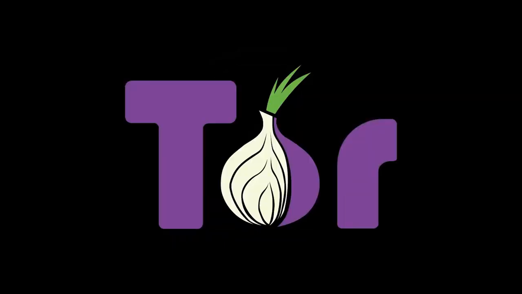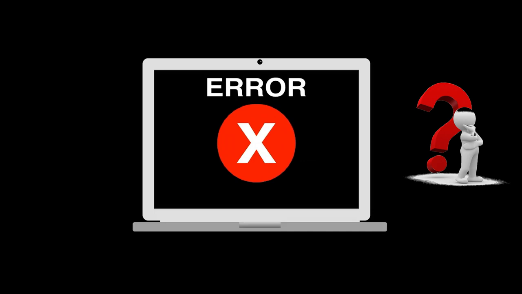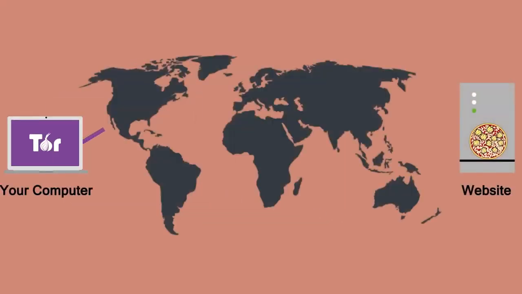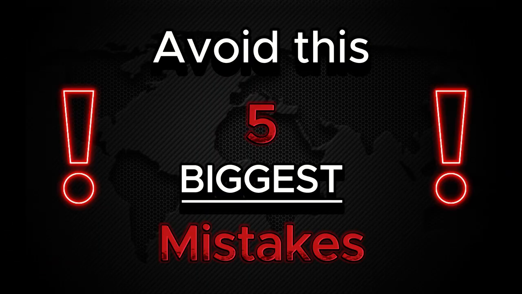So you've downloaded the Tor browser thinking you're now completely anonymous online. But hold on. Just because you're using Tor doesn't mean you're invisible. In fact, there are some common mistakes people make that can totally expose their identity. Let's break down the 5 biggest mistakes you need to avoid when using Tor.